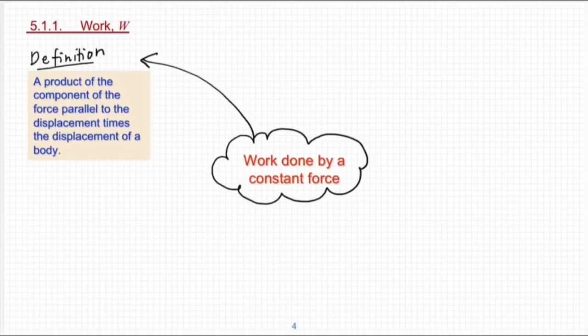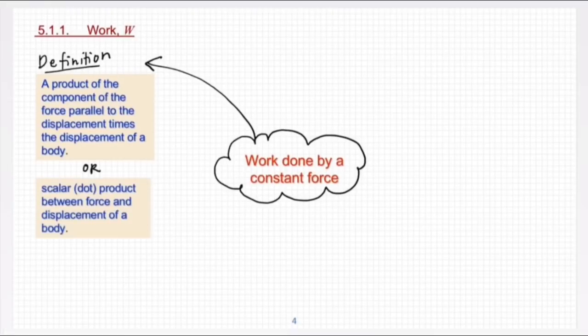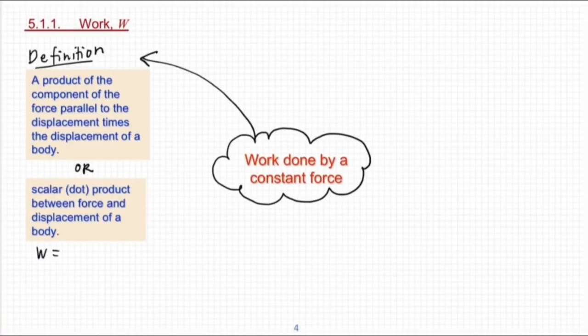So the definition is, work done by a constant force is the product of the component of the force parallel to the displacement times the displacement of a body, or we can also define it as the scalar or dot product between force and displacement of a body. We have learned about scalar product in chapter 1, in which we can write work is equal to F dot S, and if we expand this, we get work in the form of Fs cos theta, where F is the magnitude of force, S is the displacement of the body, and theta is the angle between F and S.